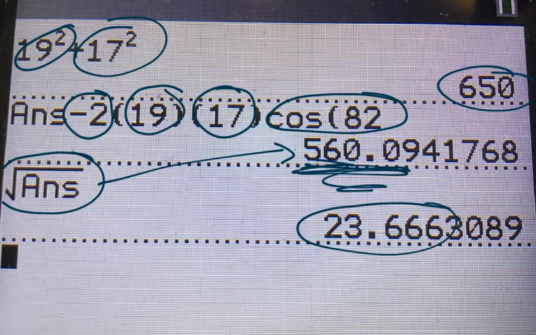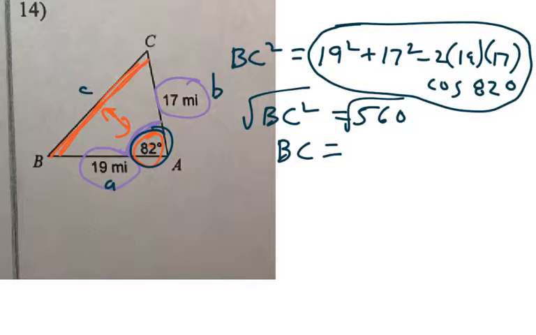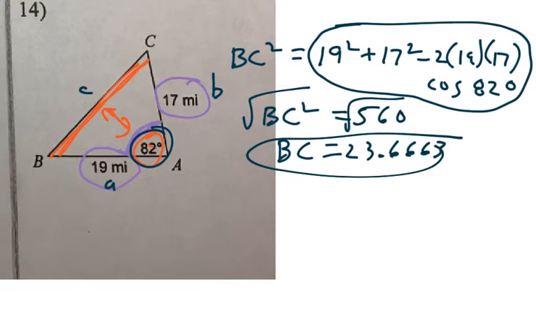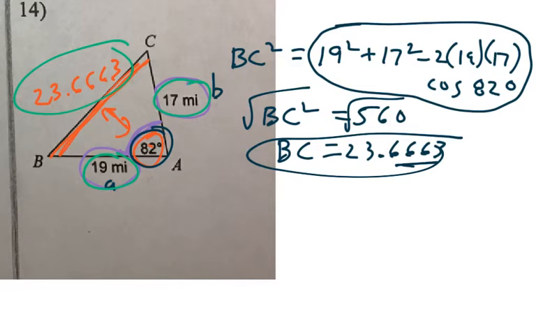And so I know my missing side is 23.6663. So BC is 23.6663, right? I'm going to round off at the end, okay? I'm going to keep as many digits as I can. So I'm keeping these 4 digits again, okay? Now what? Let's see what we have. Do you agree? We now know this side is 23.6663. We know every side of the triangle. We're just missing the angles, right?